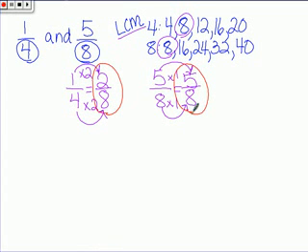Now I want you to try a set of fractions. I want you to find the common denominator for 5/6 and 3/8. So what I want you to do right now is to pause the video and work this problem out and then come back to the video to check your answers. Pause the video now.